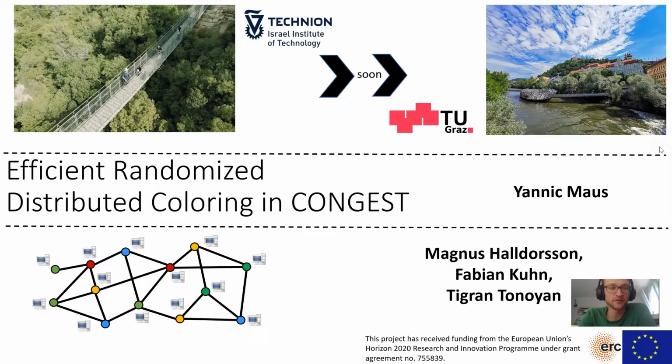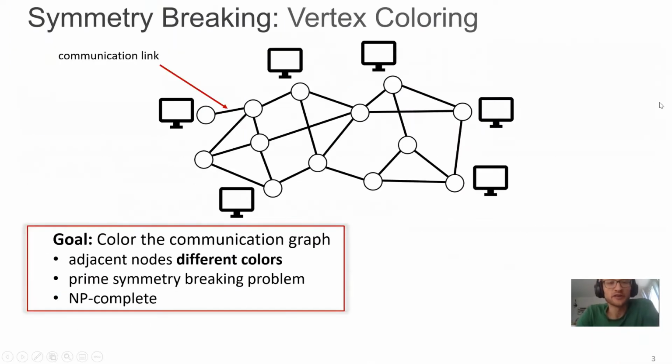My name is Yannick Maus, and I will today talk about efficient randomized distributed coloring in CONGEST. This is joint work with Magnus Haldarsson, Fabian Kuhn, and Tigran Tonegin. So this paper is a classic distributed graph algorithms paper.